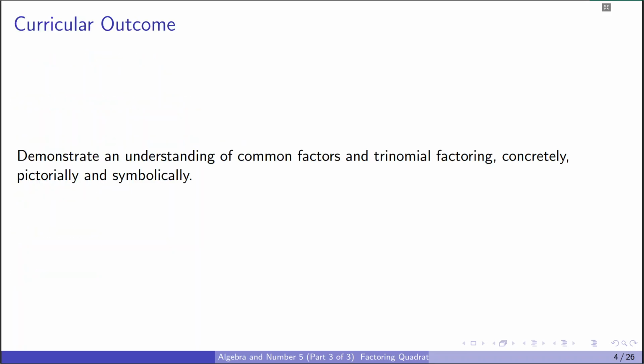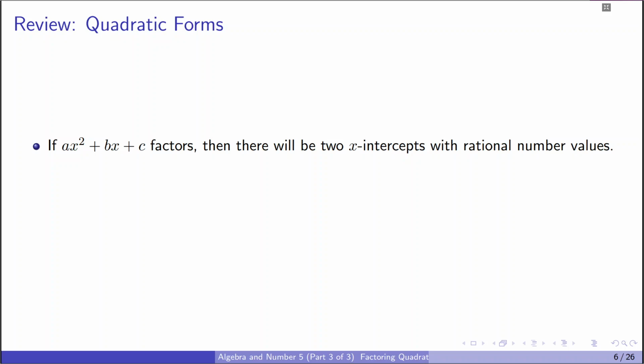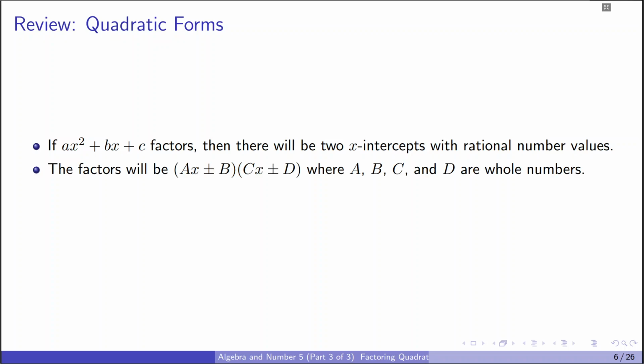Our curricular outcome: we want to demonstrate an understanding of common factors and trinomial factoring concretely, pictorially, and symbolically. Review. When we have ax squared plus bx plus c and we can factor it, there will be two x-intercepts with rational number values, assuming we factor it with integer coefficients. So the factors are going to be Ax plus or minus B, Cx plus or minus D, where A, B, C, and D are whole numbers.